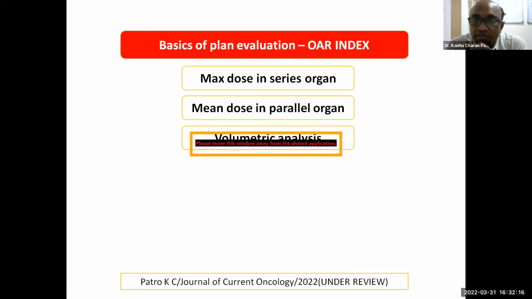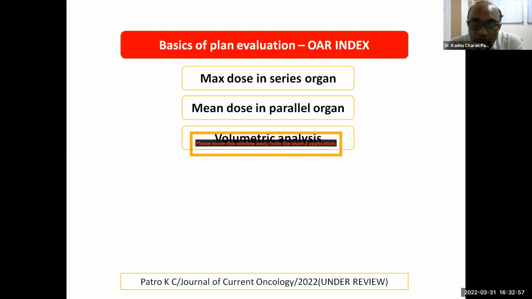Then it is called the OAR index. This is POSIT, the second icon is the OAR index. What is the OAR index? You have to see all the OAR structures. For a serial organ, you see the maximum dose, or each voxel value, that is 0.03 cc. That is the maximum dose. Mean dose is for parallel organs, and volumetric analysis, like normal lung doses, you can see V20, V5. In this case it is volumetric analysis. So in a serial organ, see the maximum dose, but it is better to see 0.03 cc.